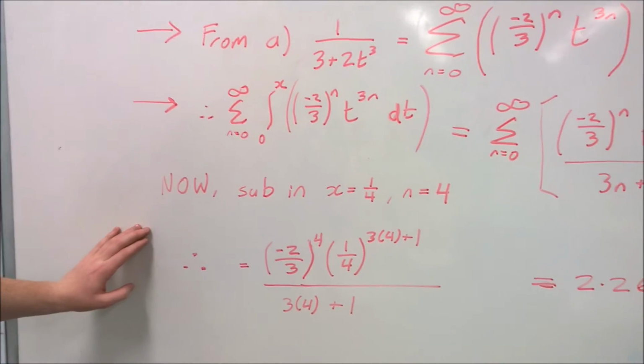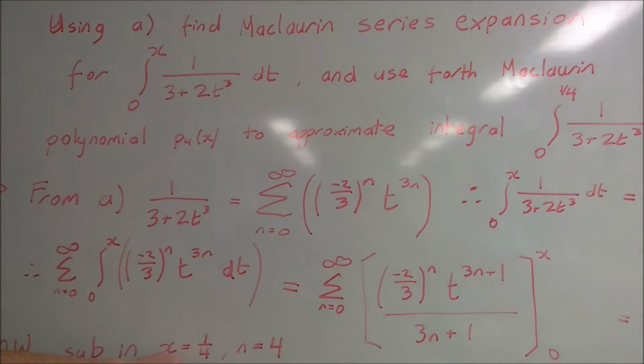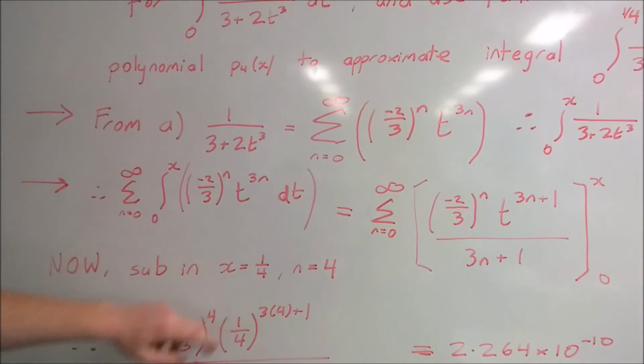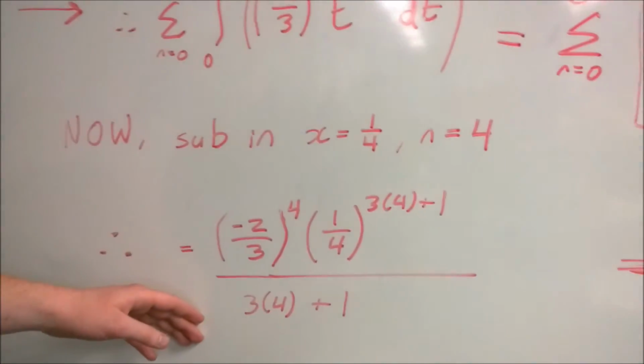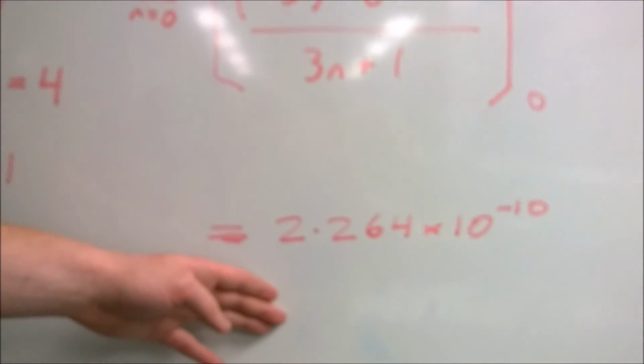Coming down here, we now sub in x equals 1/4 for our definite integral, and we now have n equals 4 as we're using the fourth Maclaurin polynomial to approximate the integral. So subbing these values in, we end up with this equation, which we can then simplify down to equal 2.264 times 10 to the minus 10.